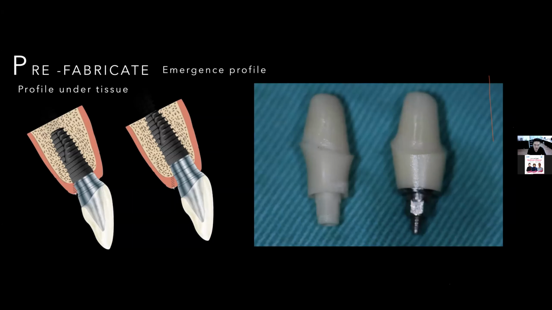But with convex designs, we always think that when we make a screw-retained restoration in the future, we can use this custom abutment to support and push our tissue. But sometimes a convex design makes your tissue resorb more easily. This is not good.